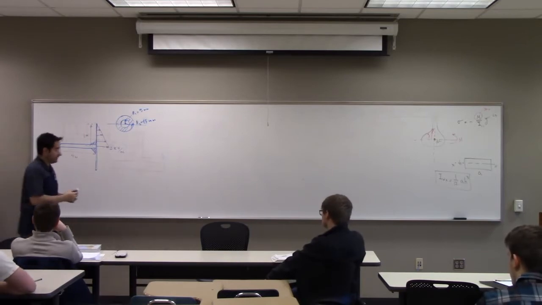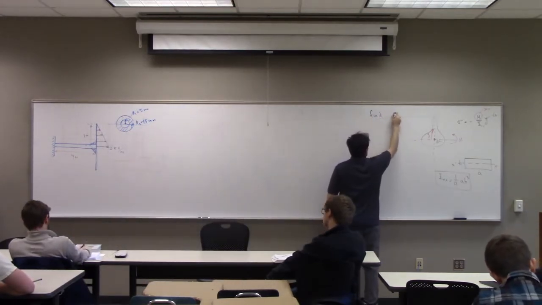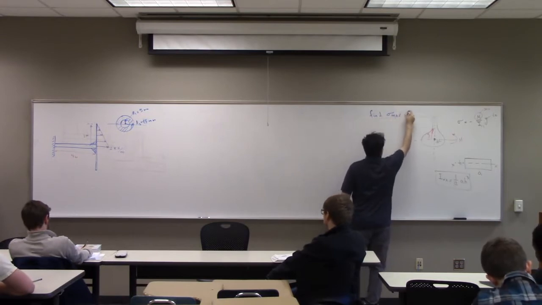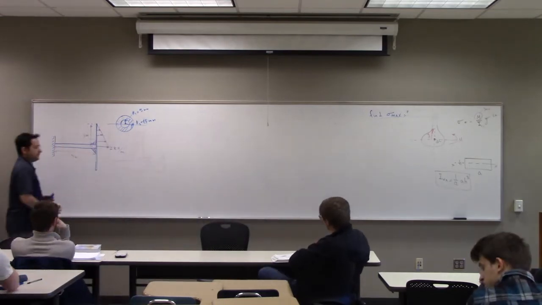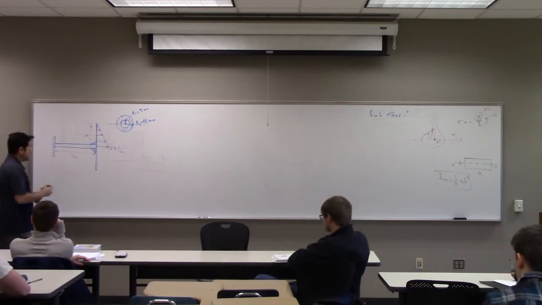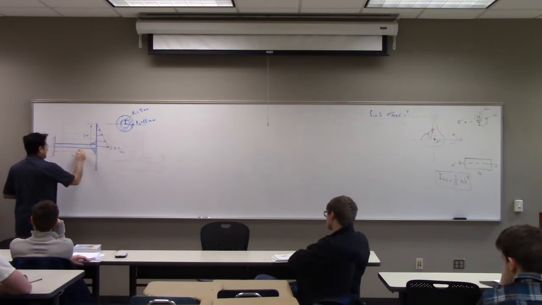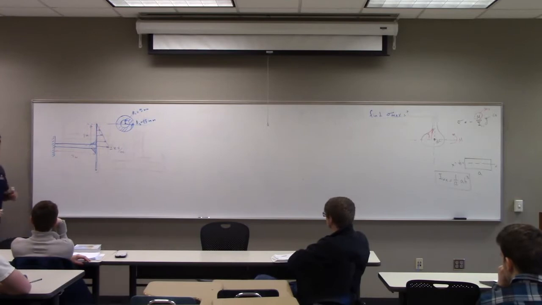Now, the question here is, find sigma max. So, if I want to do that, there are a lot of different ways that you can do it. You can take this thing as the system, draw a free body diagram. How many unknowns do I have if I take that system and draw a free body diagram?